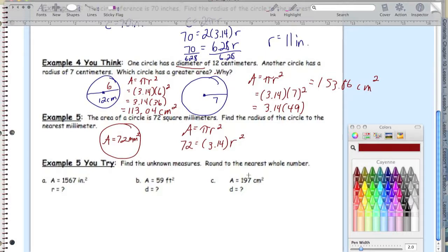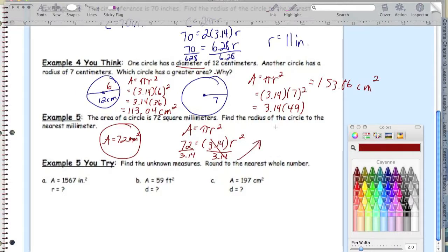Okay, now the first thing we're going to do is get r by itself. Now we haven't solved any squared kind of problems yet, so follow along carefully and we'll practice some more later down here below. So first thing we're going to do is divide by 3.14. We want to get that coefficient to go away. It's kind of like order of operations backwards. That's going to cancel this out. 72 divided by 3.14.